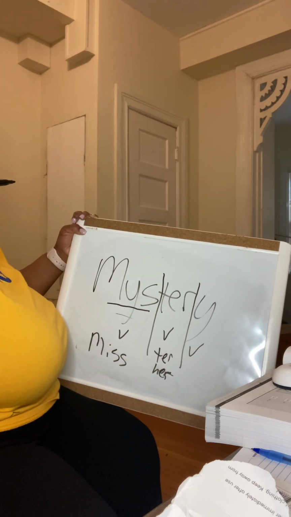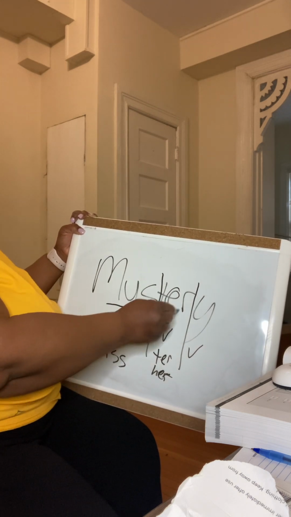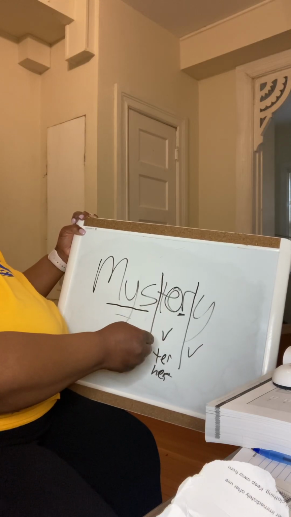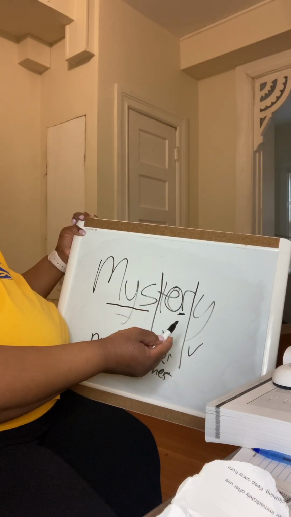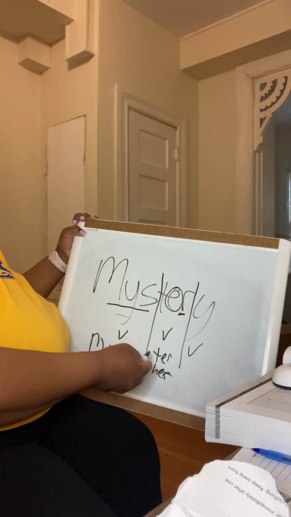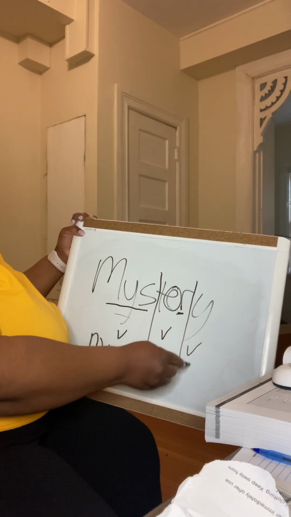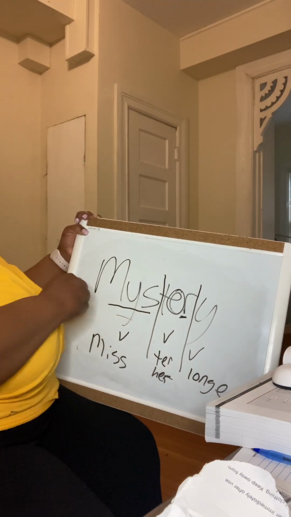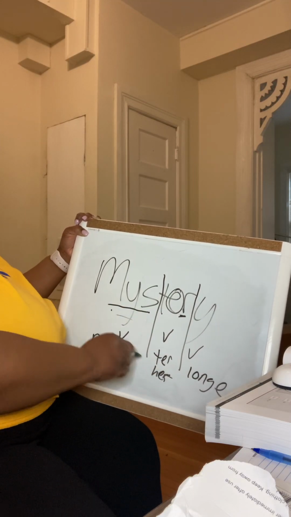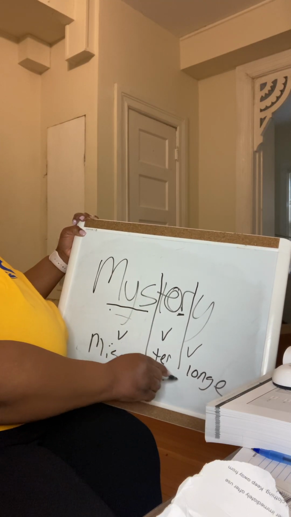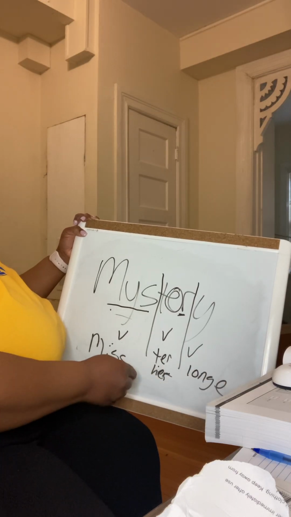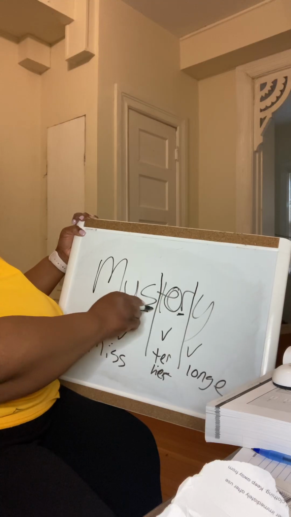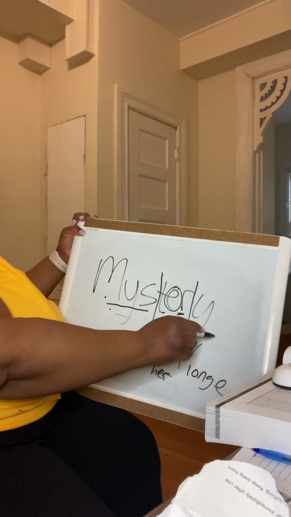And then as you can see, the E is followed by the R. So that's one of the R-controlled vowels. And then we have E, which is a long E. So mystery. Once again, mystery.